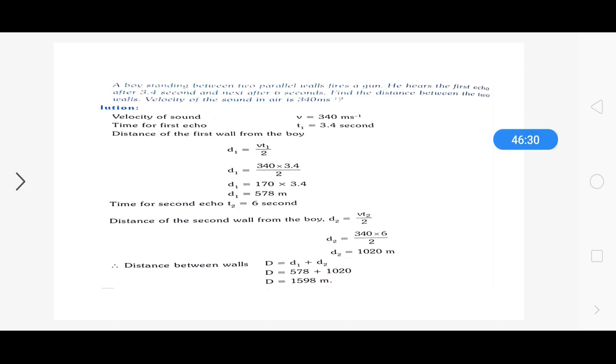So d1 is equal to Vt1 by 2, 340 into 3.4 by 2. So we got 578 meters, and d2 is equal to Vt2 by 2, 340 into 6 by 2, it is 1020. So distance between the two walls d is equal to d1 plus d2, that is 578 plus 1020, which is equal to 1598 meters.